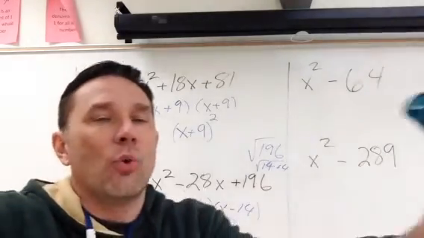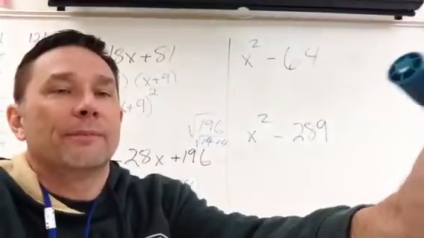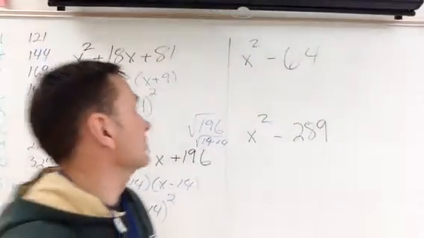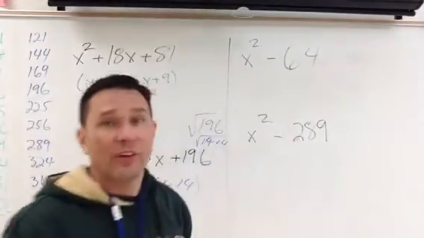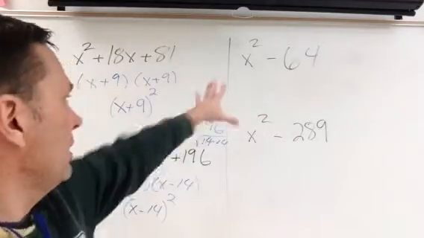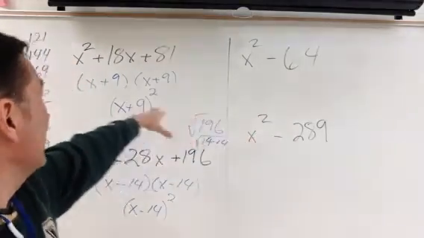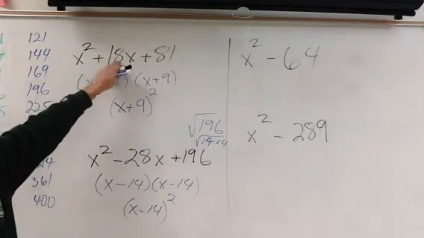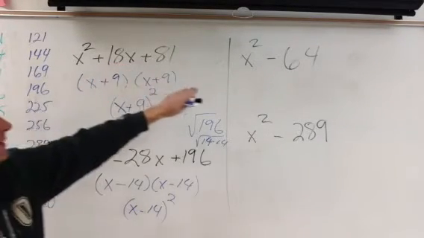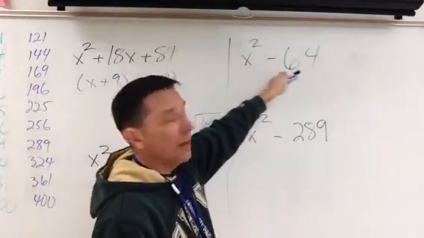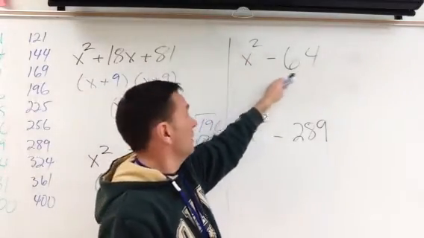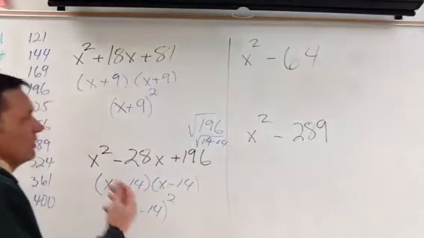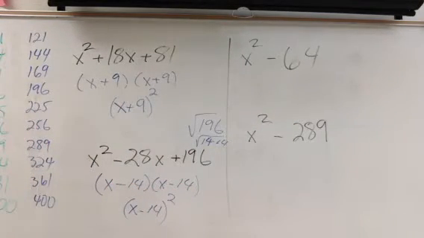Now, these are the ones that you're going to see quite a bit of, especially these. If you notice, these two problems look a lot different than the ones we've been doing. What's missing? Our middle term. There's no x's in these. It's just the x squared and then the constant. So you're like, well, what can I do there? Well, first of all, guess what?